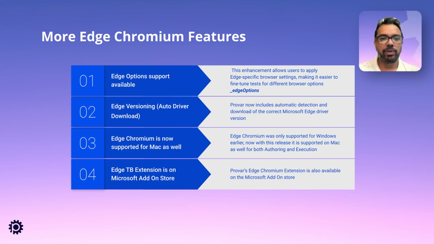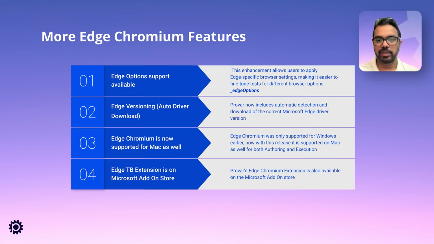The next one is around Edge Chromium for Mac. As a Provar user, you might know Edge Chromium was only supported for Windows till date, and on Mac, Edge Chromium was not supported at all. But now, since we have added Edge as an authoring option, it is available for Mac as well. And not just authoring, you will have the option to execute your scripts on the Edge browser directly on Mac as well. So it has been enabled for Mac as part of this release.